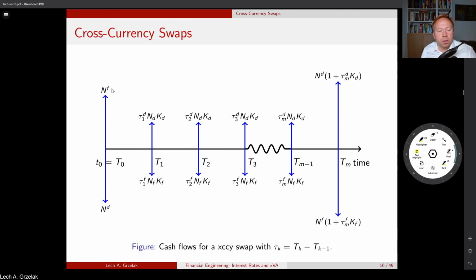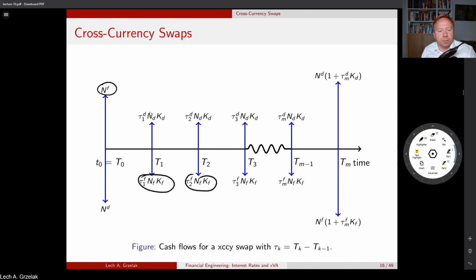We receive a notional in foreign currency, and then over the lifetime of the contract we have to pay a rate on that notional. This is why we have NF here. Then we pay accrual times the notional times this rate. This is the first payment we make, the second payment, and so on. At the end, we have to exchange: we received this notional at the beginning, and now we have to pay it back. We also have to pay this interest. So in the last payment, we are not only exchanging the notional, but we also have the remaining interest payment over this period of time. This is what is included here.